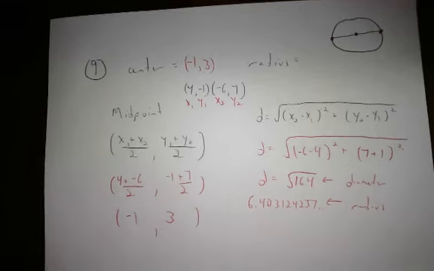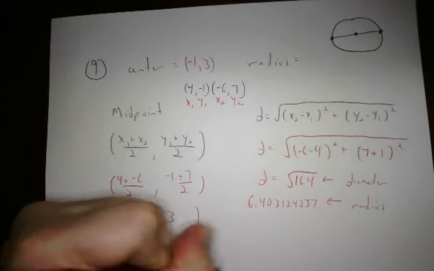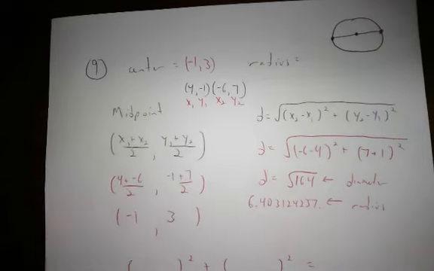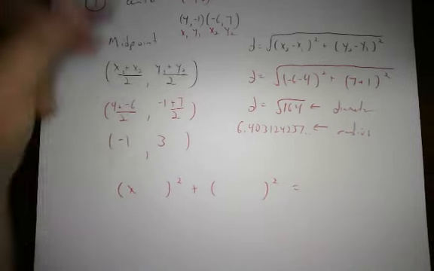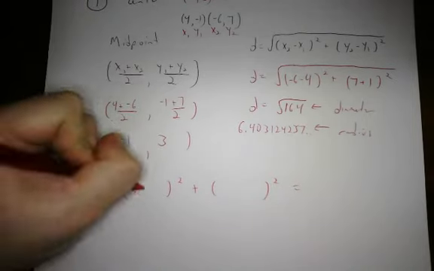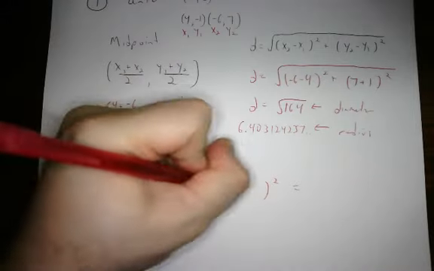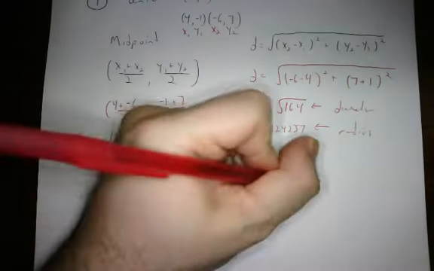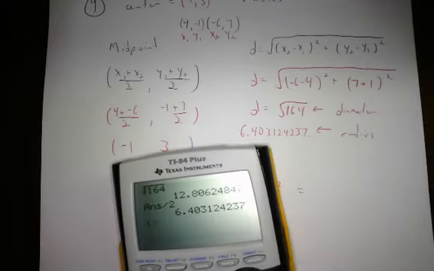6.403124237... So that's actually an irrational number, which is a little odd. All right, I'm just going to see how this turns out. I don't believe I made a mistake, but I'm just going to continue with it. Now I'm going to try to write the equation of my circle. All right, so filling in the information. X, the center had an x coordinate of -1, so this would be +1. Y, the center had a y coordinate of +3, so this would be -3.